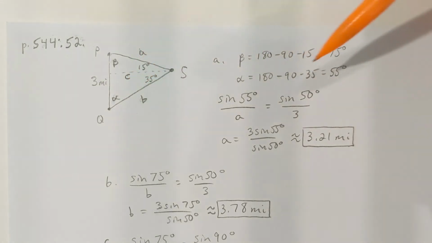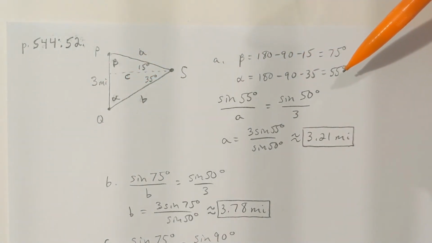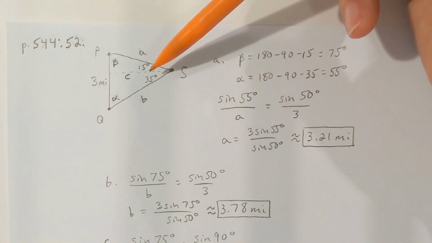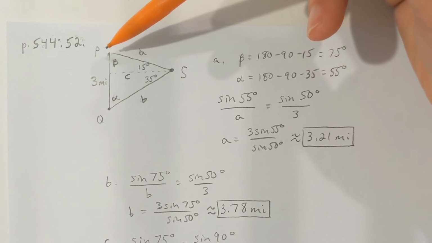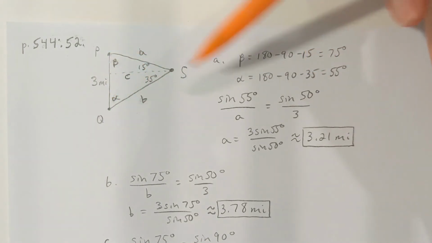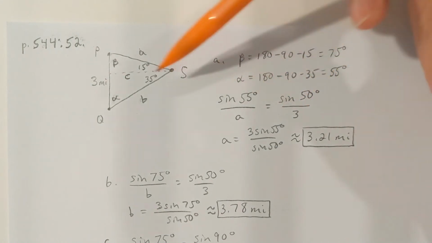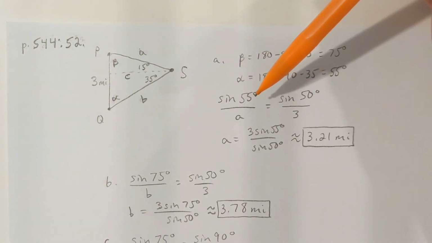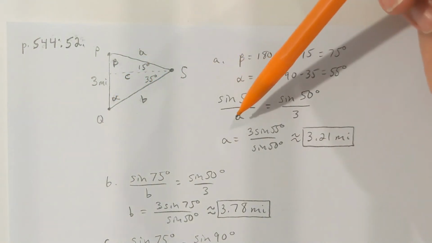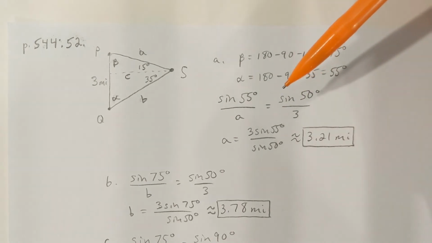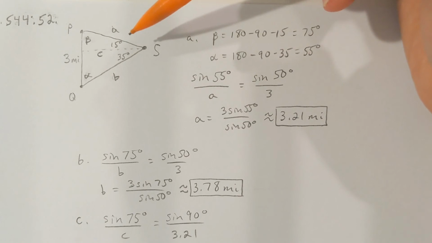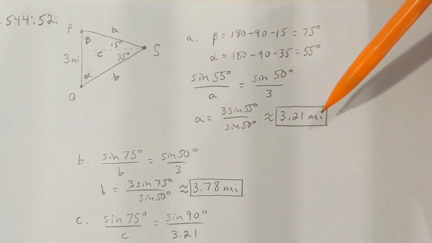A is opposite alpha, and I've already determined that alpha is 55 degrees. Here's a 50-degree angle, and opposite the 50-degree angle is a measurement of 3 miles. So setting up the law of sines, I want sine of 50 degrees divided by 3 equals sine of 55 degrees over A. Cross multiply that, and if you go to the calculator, A would be roughly 3.21 miles to the nearest 2 digits.